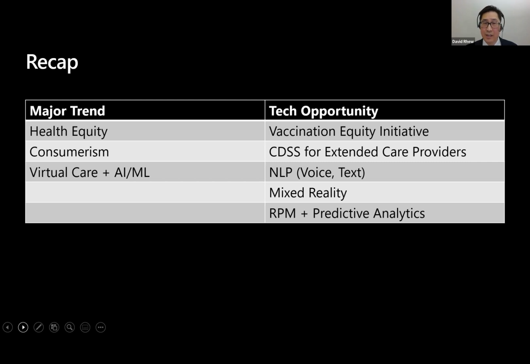And then with virtual care, let's not think about it just in the context of simply having a video visit, but let's think about it in terms of how AI can enhance that experience through natural language processing with voice and text, allowing us to use the visual capabilities of mixed reality and the metaverse, and allowing us to understand how remote patient monitoring can be enhanced with predictive analytics, so that it becomes much more useful for the clinical practice. Thank you very much. And I guess at this point, I will pass it back to you, David.